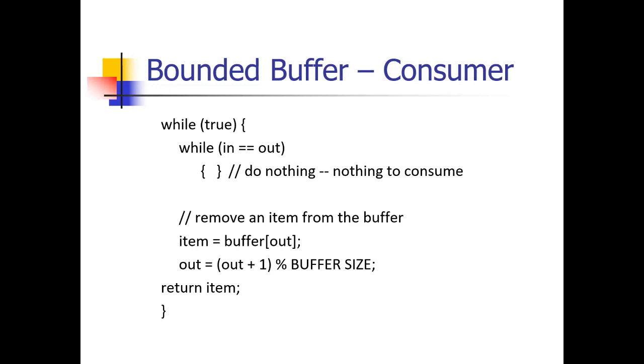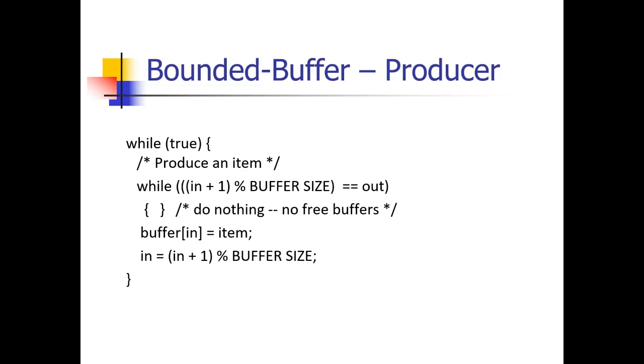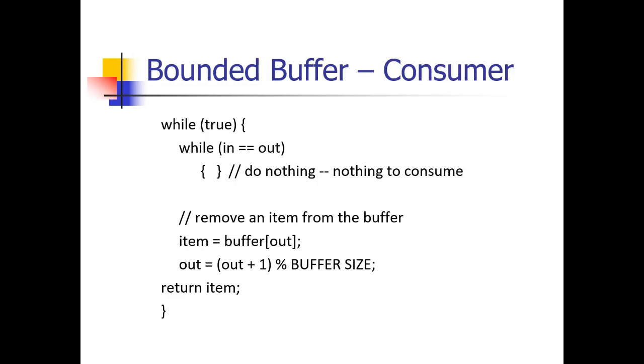So that is for the producer, and this is for the consumer. The producer will check whether the buffer is full. If full, then nothing will be done. If not, produce an item and increase in by 1. That is the standard operation. The consumer will check whether the buffer is empty.